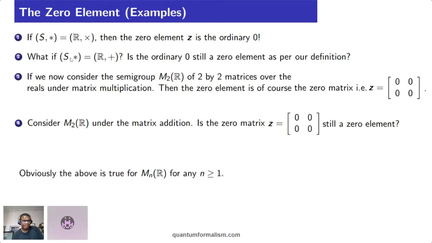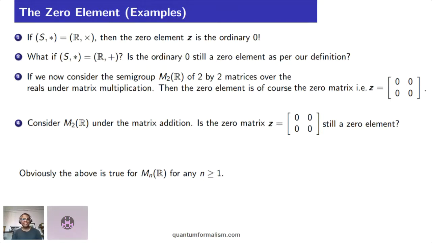Now the tricky question is this one. What if we now take the semigroup (S, *) to be the additive group of the reals? The question is, is the ordinary zero still a zero element as per our definition? Yes or no? No. Okay, good, so we are all on the same page. Yes, it's true that this is not a zero element, even though in our mundane life, when we look at this, we just say it's zero.